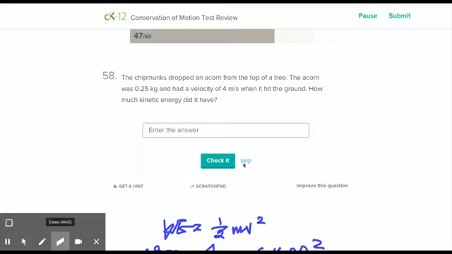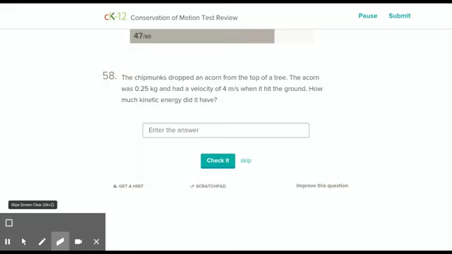Next question, the chipmunk dropped an acorn from the top of the tree. The acorn was 0.25 kilogram, and has a velocity of 4 meters per second when it hits the ground. How much kinetic energy did it have? Kinetic energy, half mv squared. Do the work.